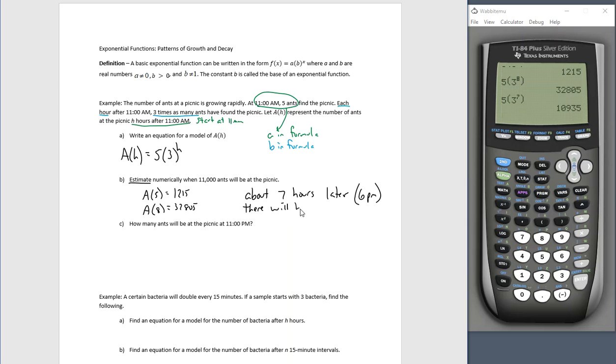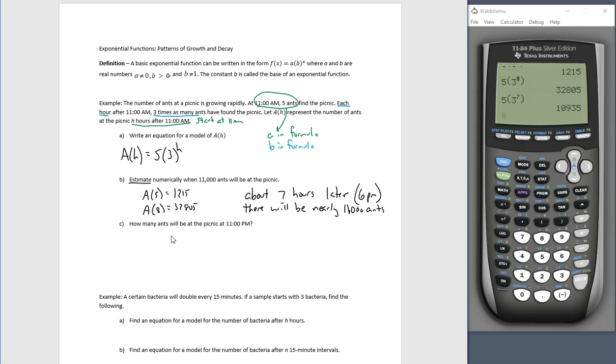there will be nearly 11,000 ants. Whoops, getting just too carried away with my ones and my zeros. I literally estimated. I made a couple guesses, adjusted from there. We're going to find out more about how we can find these exactly later, but as far as estimate, we're going to leave it there.